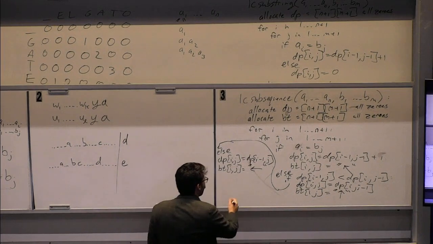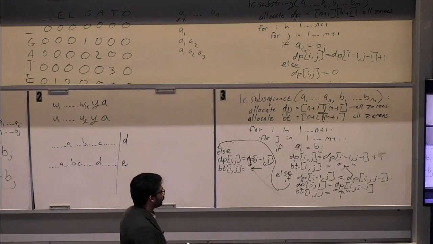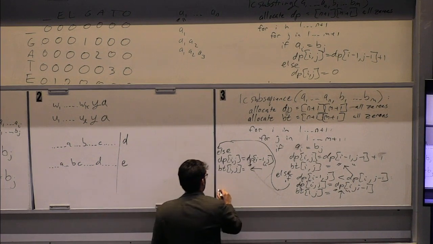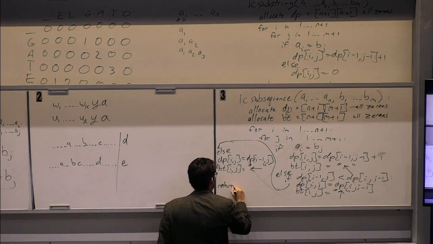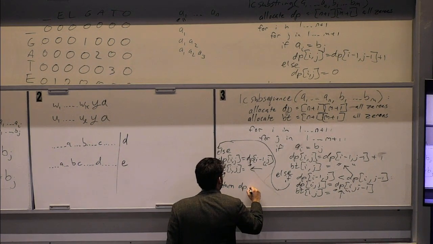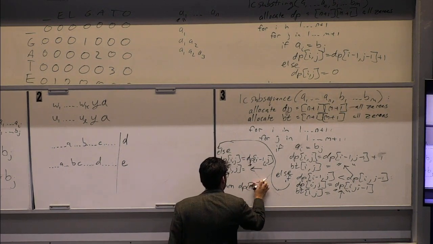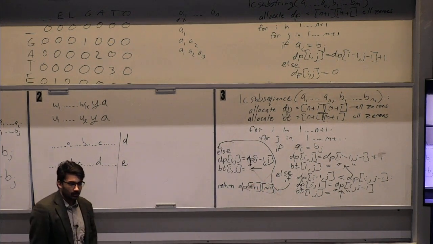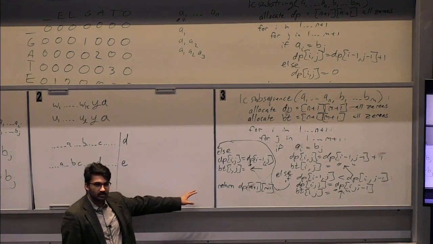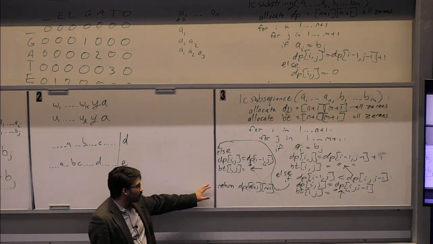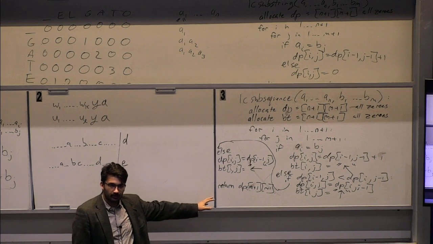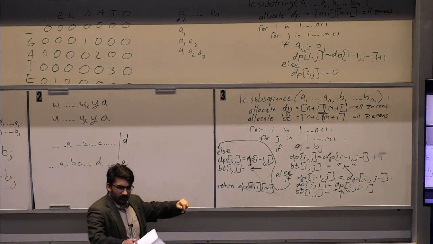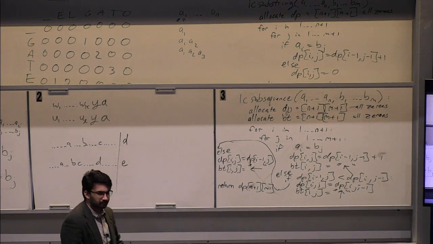And then, of course, at the end, we will return dp of n plus 1, n plus 1, right? Something like that. Any questions on the code? Is that explicit? Is it clear? We'll fill in a table following this code exactly what these arrows are doing. But are there any questions on that? Yeah. Yes?